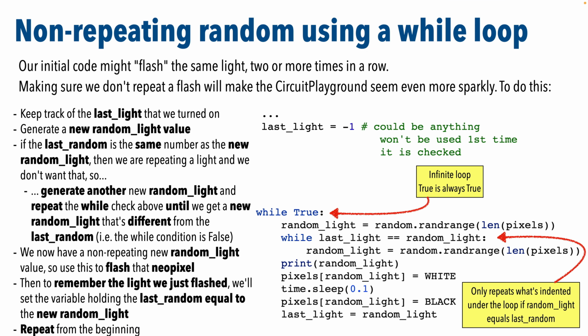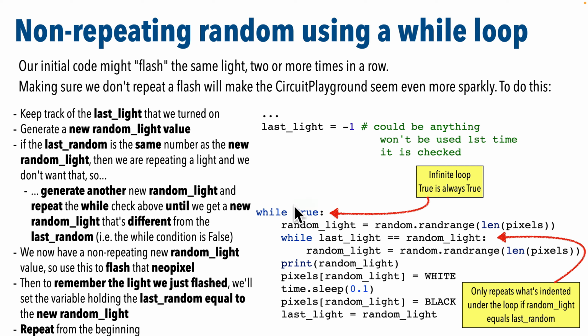Now, in order to get this to work, we want to compare the last light that we lit up, and we're going to keep track of this in a variable that we call last_light, to the random light value that we've just chosen, and we've been storing that in a variable that we're calling random_light. Now, when we start our program and before we enter our infinite loop, we haven't lit up any of the lights. So I'm going to set the value of last_light equal to -1. That's a value that doesn't exist.